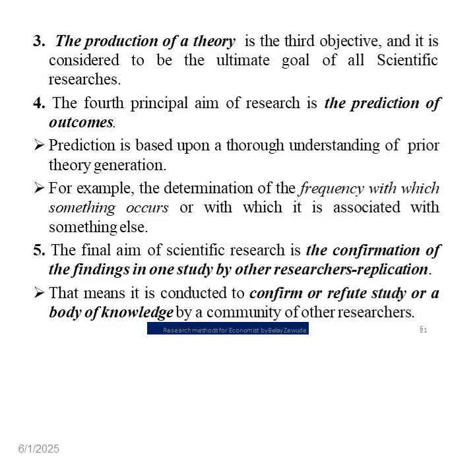For example, the determination of the frequency with which something occurs or with which it is associated with something else. This is the fourth principle example. The final aim of scientific research is the confirmation of the findings of one study by other research replication. So this confirmation is also part of the objective of research. That means it is conducted to confirm or refute the study or body of knowledge by a community of other researchers. This is also our objective.